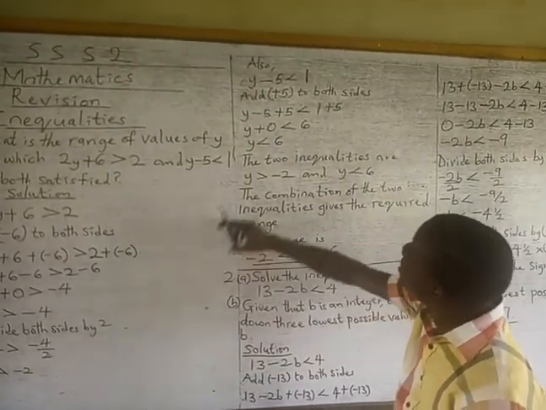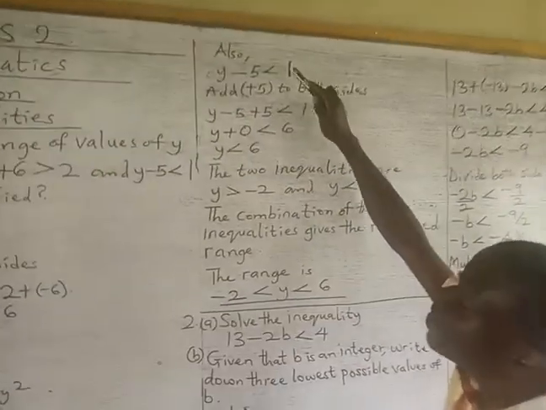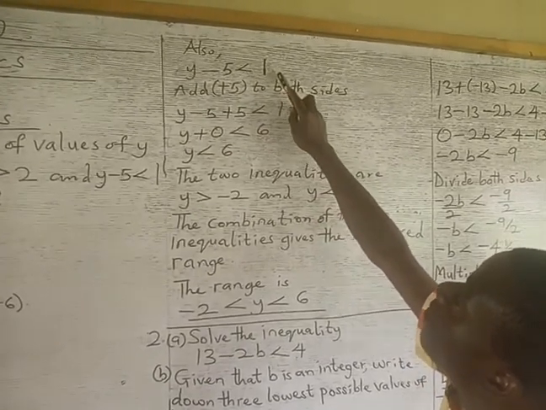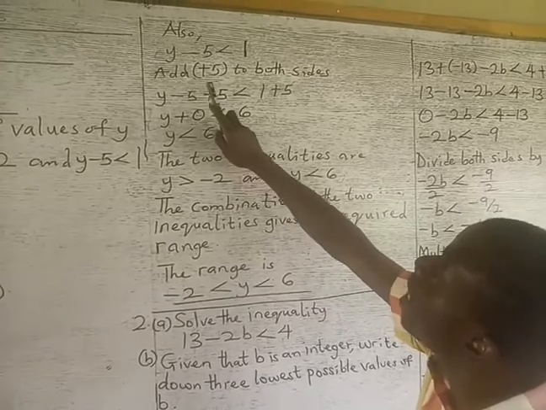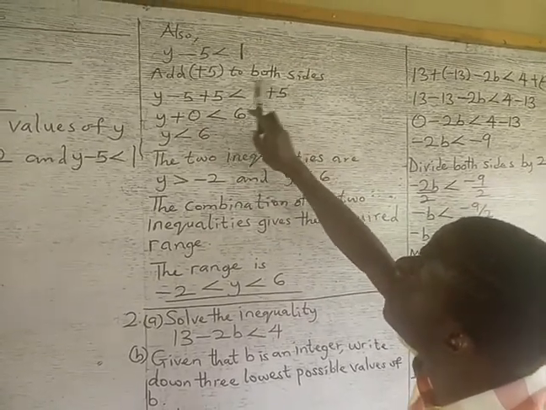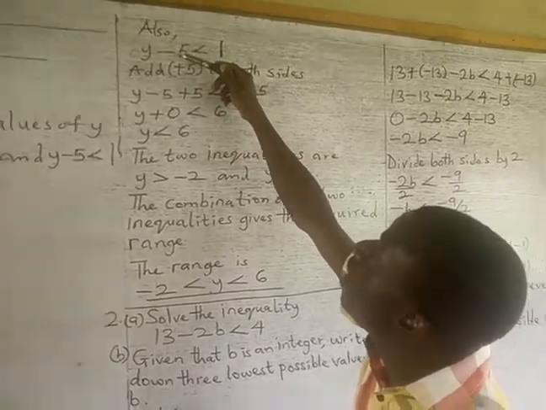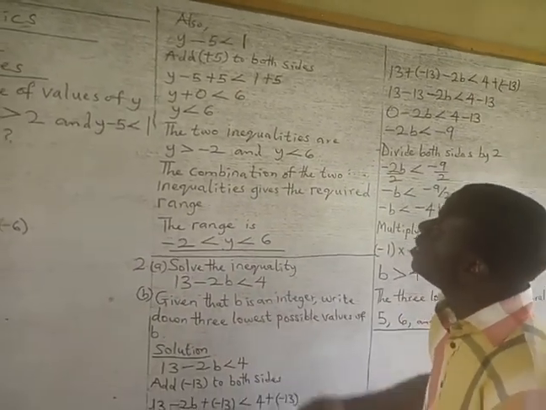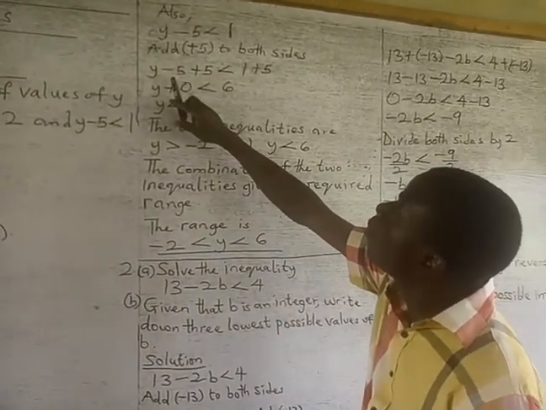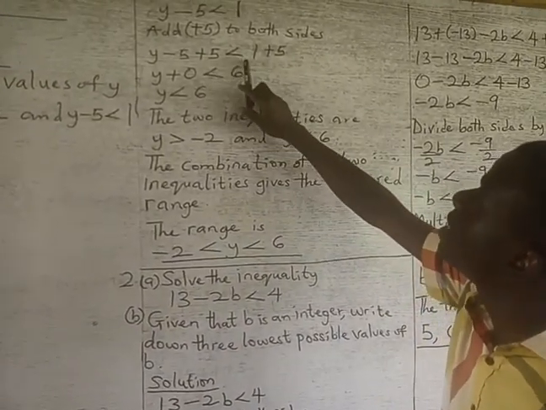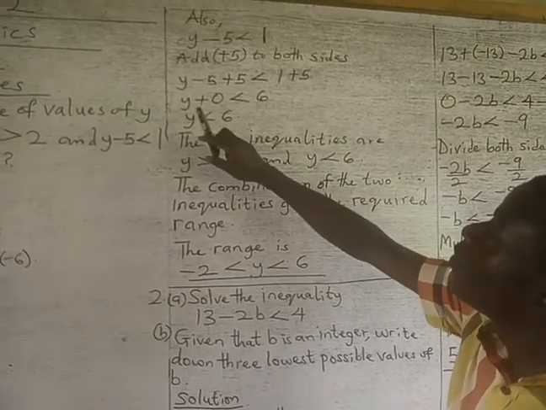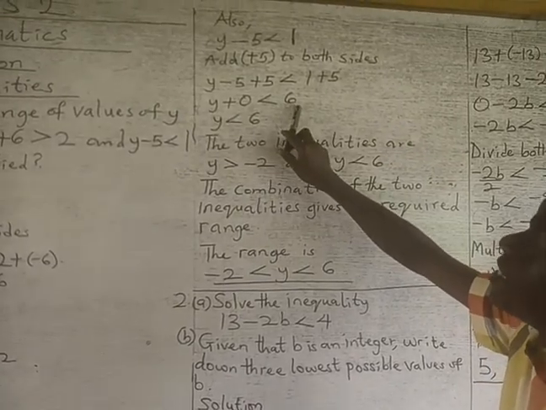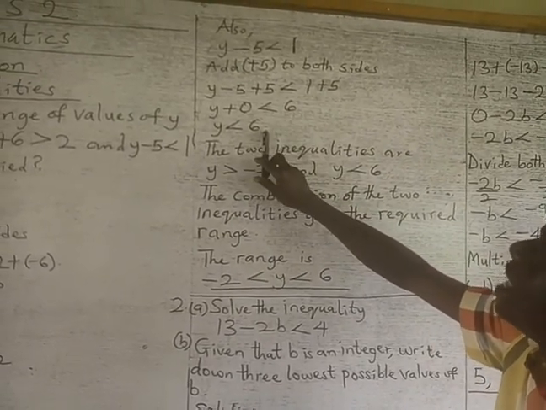This leads us to the second inequation as given. We have y minus 5 is less than 1. We add plus 5 to both sides, so we can easily cancel minus 5 and have the unknown alone on that side of the inequation. So we have y minus 5 plus 5 is less than 1 plus 5. Minus 5 plus 5 gives 0. So we have y plus 0 is less than 6. So y is less than 6.